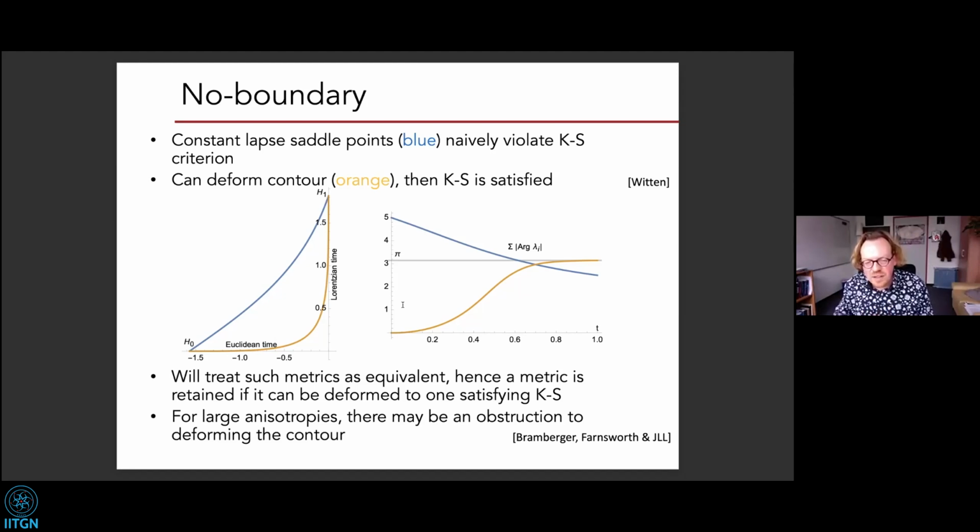So that means that really we should take the position that one should treat metrics as equivalent if they can be deformed in such a way. And if one metric out of this equivalence class satisfies the Kontsevich-Segal criterion, then we will take the whole class to be fine. Because if you deform this time path in this way, you don't change anything about the action, for instance. So you don't change the wave function and you don't change anything else. So you don't change any physical prediction. So it makes sense to consider these as equivalent.